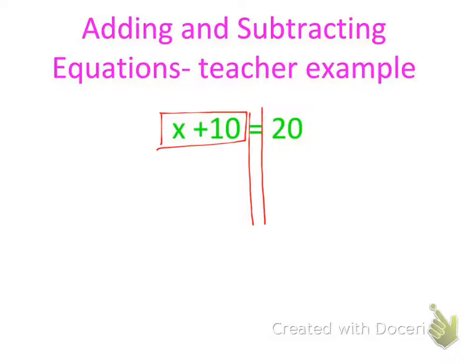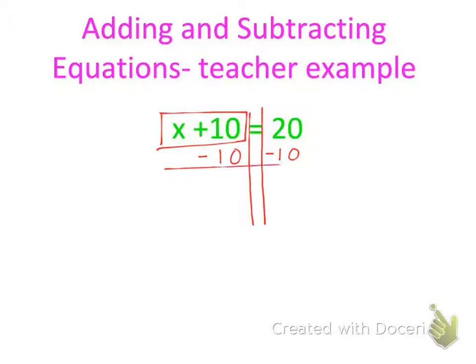So the opposite of adding 10 is what? Subtracting 10. So we're going to subtract 10 here. Because remember, our goal is to get the x all by itself. So I'm going to subtract 10 right there. Now, whatever I do to one side of the equal sign, this goes back to your question, I'm going to have to do to the other. So I subtracted 10 from one side, I'm going to have to subtract 10 from the other side.